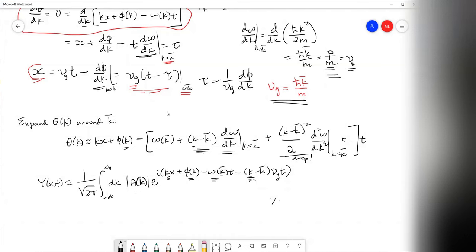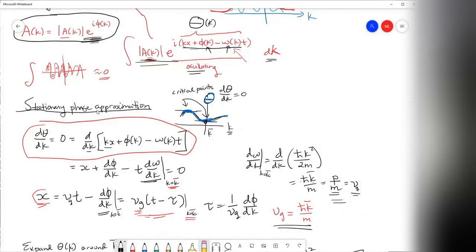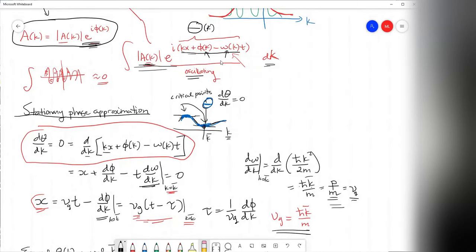I just have a quick question. I missed the part where you said you're going to drop the second order part of the Taylor series expansion. Why did you say you're dropping it? Well, okay, so the argument is that in the stationary phase approximation, we're arguing that this integral only gets contributions when k is approximately equal to k bar. And k bar is one of these critical points where the derivative of this exponent vanishes.